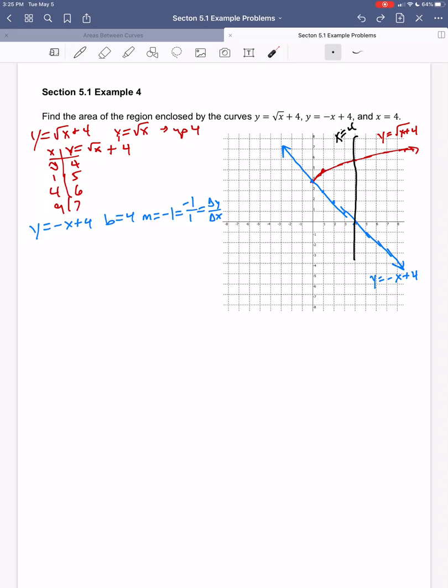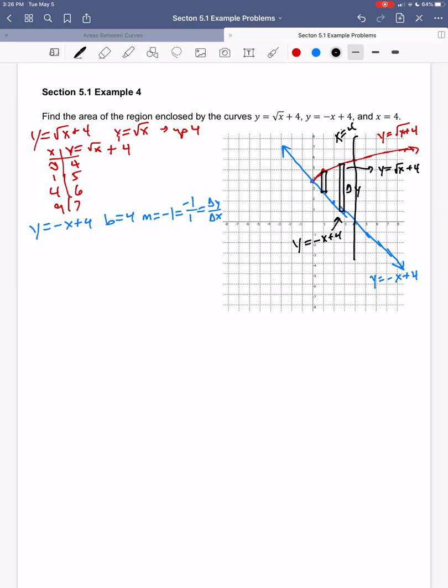So, can I avoid it? Well, if we let the rectangles go this way, vertically, then my top is always the red, my bottom is always the blue. And so I look at this, the length of the rectangle is a delta y. The top here is the red graph, which is square root of x plus 4, and the bottom is the blue graph, which is negative x plus 4.